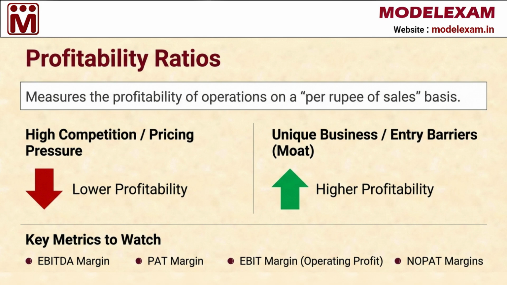Let us start with the first pillar, which is profitability ratios. These metrics measure the profit of operations on a per rupee of sales basis. Think of it as a check on the business model's strength. If an industry has high competition and pricing pressure, you will naturally see lower profitability. However, if a company has a unique business or strong entry barriers, often called a moat, it will command higher profitability. The key metrics we watch here are the EBITDA margin, PAT margin, EBIT margin, and no PAT margins.